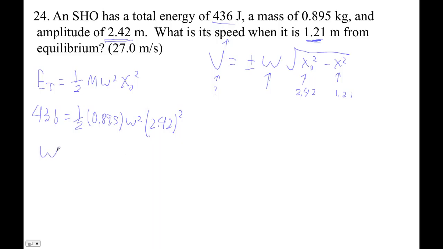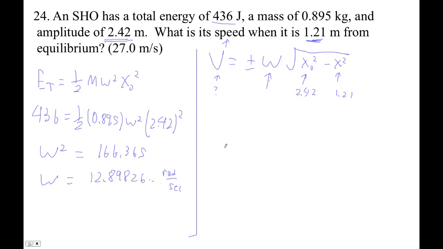Okay, so omega squared is 166.365. Omega is the square root of that, so raise it to the 0.5. I'm going to store that in my variable a. Omega is 12.8982666, and it just goes on there. I'm not rounding, I'm truncating. Okay, radians per second. I've stored this in a memory location because I know it's not squared. Sometimes omega is squared, and if you round it, you're off by a lot.